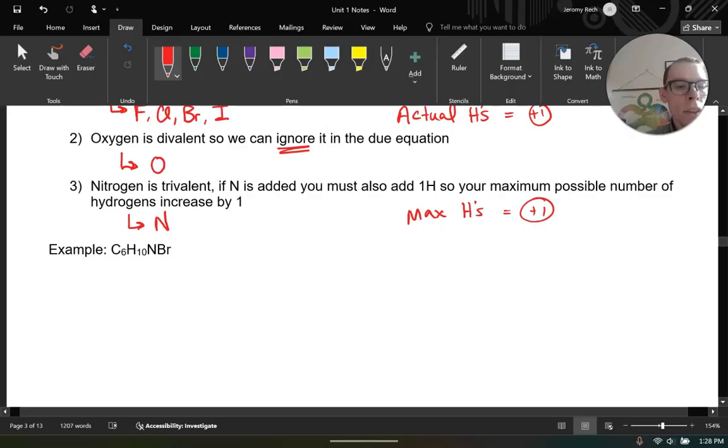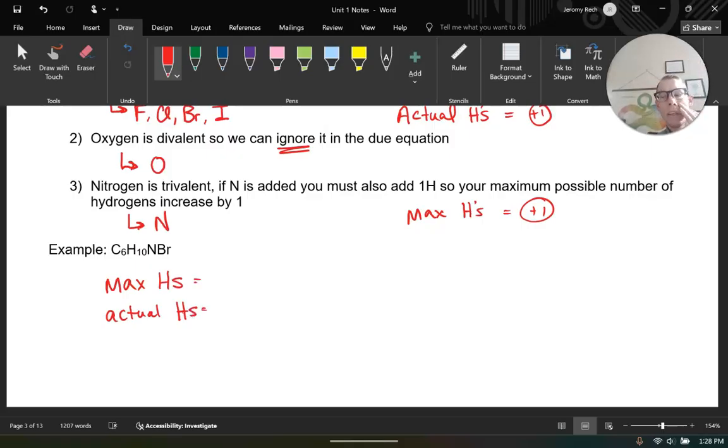Here we have C6H10NBr. So much like last time, let's calculate our maximum number of hydrogens and our actual number of hydrogens. Our max number of hydrogens is going to follow our same 2n plus 2 rule. I'll write that out just so we remember, 2n plus 2. N is going to be the number of carbons. So here we have a total of 6 carbons. So we're going to do 2 times 6 plus 2.